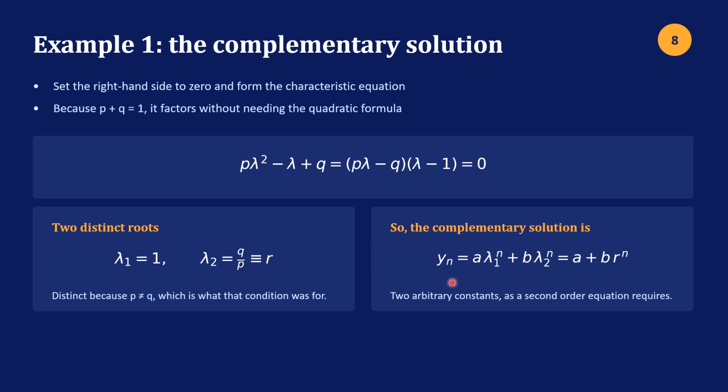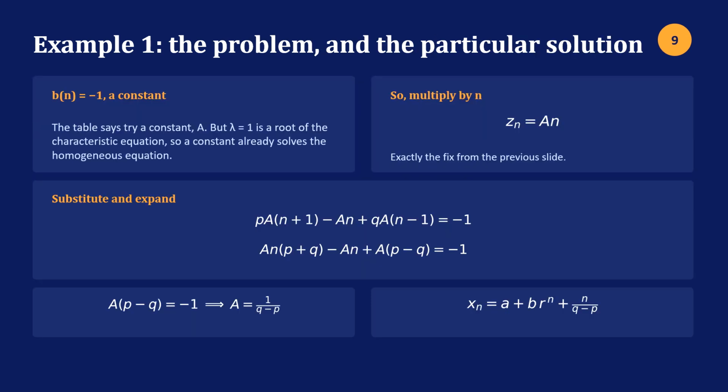So the complementary solution is of this form here: a times lambda sub 1, which is 1, to the n, so that's just a, and then b times r to the n, so we get this here. Okay, so we're halfway there, and now we need to solve the problem where we plug in the minus 1. That's the part we haven't done an example of yet, so we'll do that on the next slide. So we actually run into the problem I mentioned on this first example.